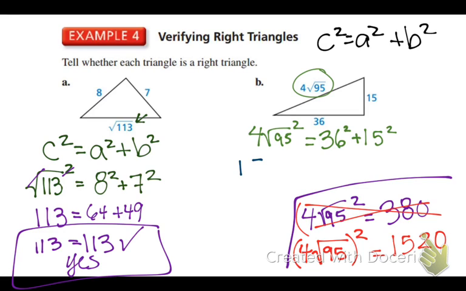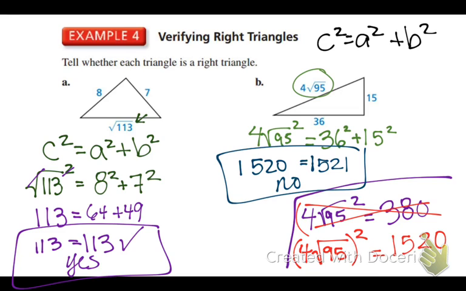So 1520. What is 36 squared plus 15 squared? So, is this a right triangle? No, it's pretty close, but it's not. So it's a no. Are there any questions?